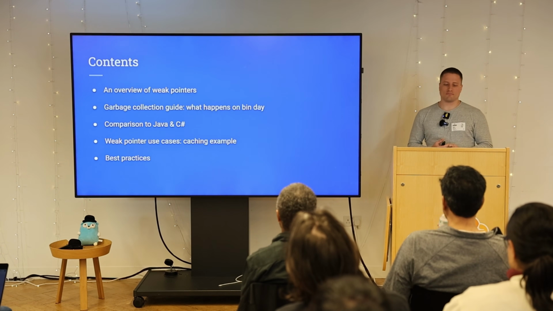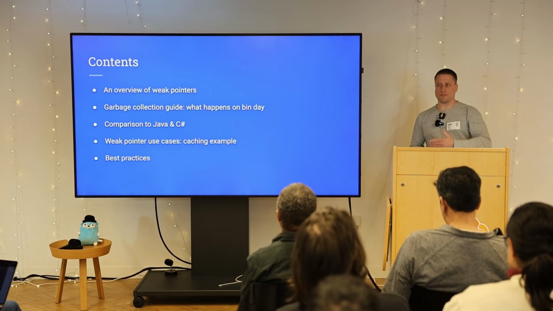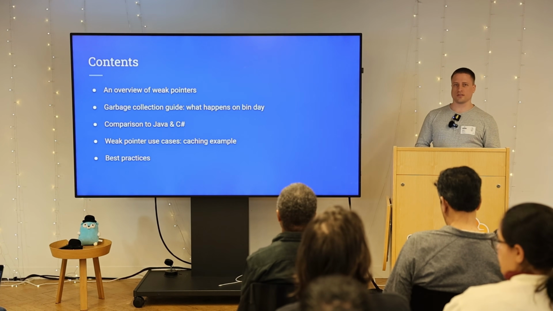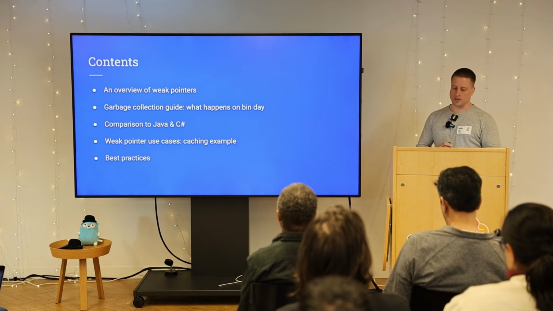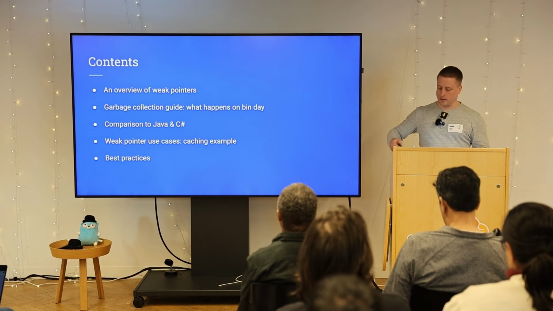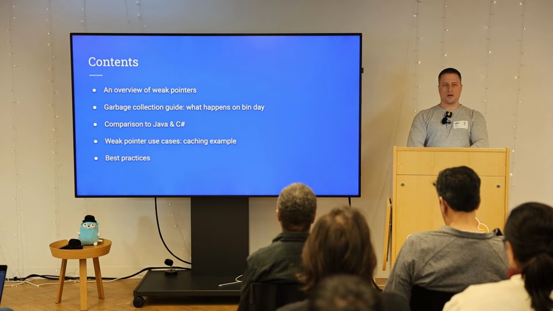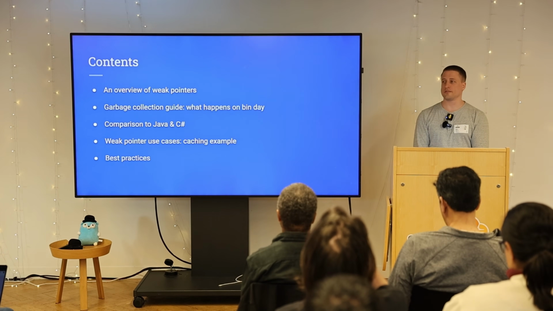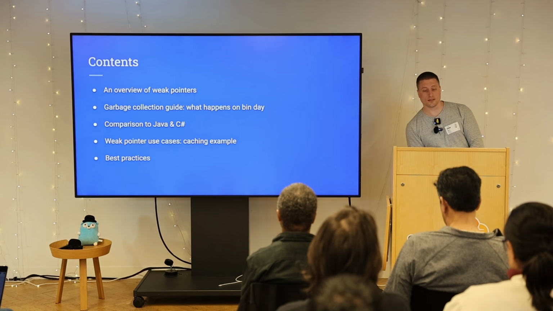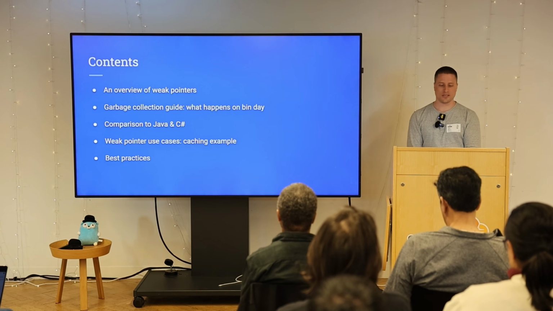There'll be a little comparison to other languages. There are other languages that have features similar to the weak package. We'll talk a little bit about those. I'm going to go through an example use case of what you can use weak pointers for in Go 1.24. There'll be an example involving caching, and we'll talk about some best practices.